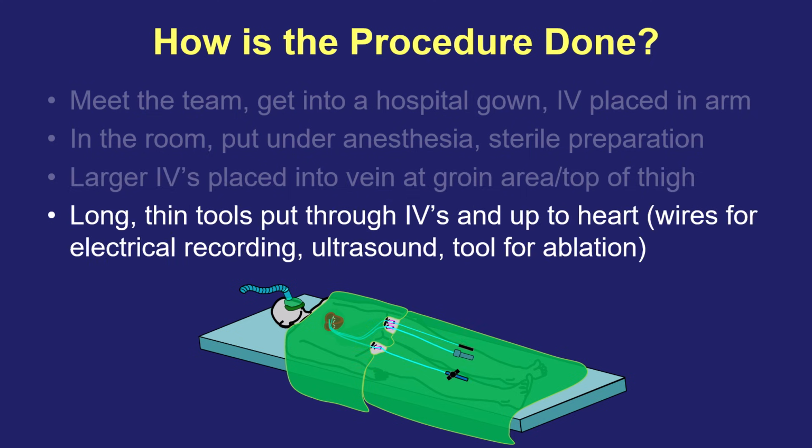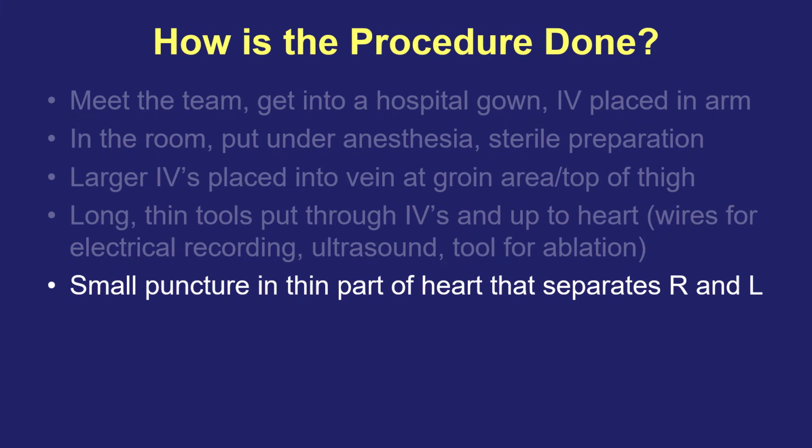And we will thread our equipment through those IVs up through the veins and up inside the heart in order to take electrical recordings, use an ultrasound wire up inside the heart to see what we're doing from inside the heart using ultrasound, and we thread our little tools up in order to perform the ablation procedure inside the heart itself. When we thread the wires up into the heart, they end up naturally in the top right part of the heart, the right atrium.